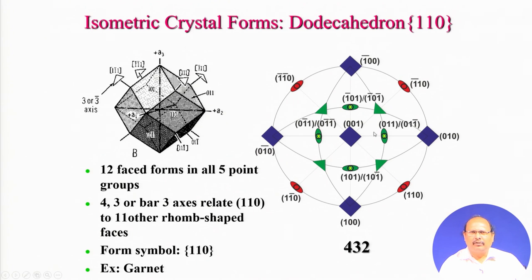Now, what will be the name of this face of this orientation here? So, if you see, this is the position here. In this position, it lies between the center, that is 001, and this is 010. So, immediately this face will have a symbol of 011. It has intersected the positive direction of the A3 axis here. And what will be the name of this crystal face which has been positioned here? So, this lies between this face here with a symbol of 100 and this is 001.